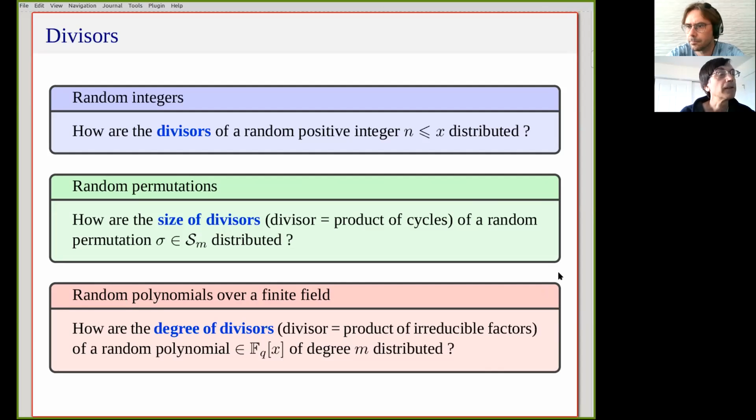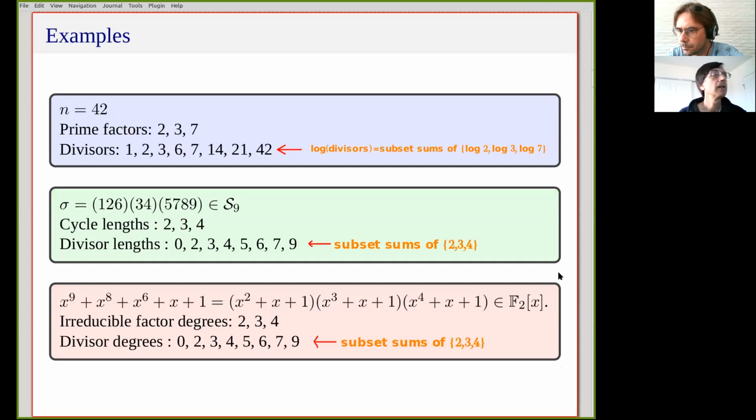So those are some meta questions. Here are some examples before I get into the theory. Here we have an integer in the blue box. There's the list of its prime factors, and there's a list of its positive divisors. These are products of various subsets of the prime factors. You can also look at it on a logarithmic scale. The logarithms of the divisors come from looking at the subset sums of the numbers log 2, log 3, and log 7. That will be important in the next 2 examples.